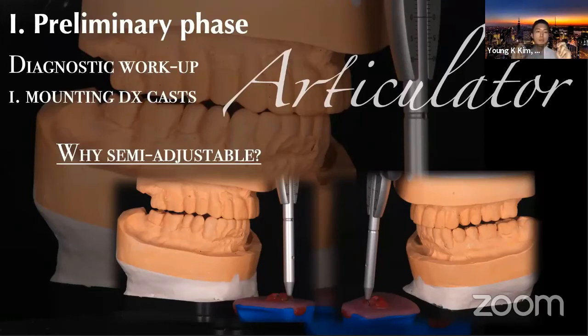So we have certain limitations, but at the end of the day, most of the time, our rehabilitation goal is a mutually protected occlusion. So, why am I emphasizing this? Because we can do such programming on the semi-adjustable articulator so that we can minimize any potential error.